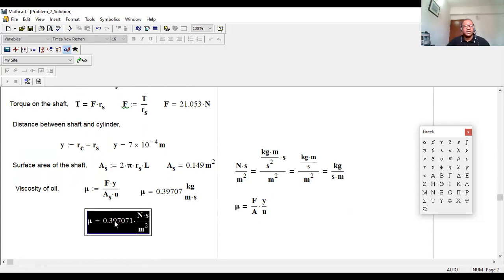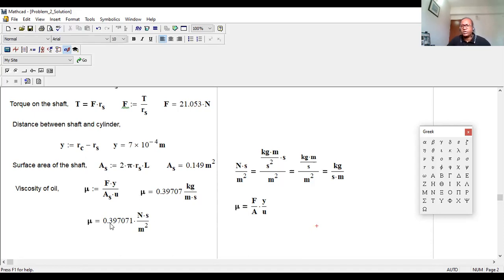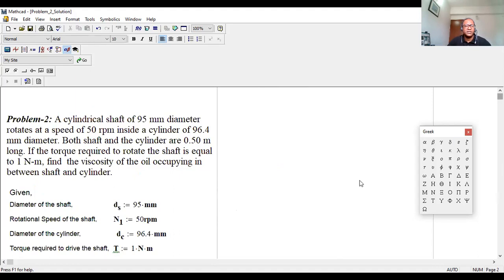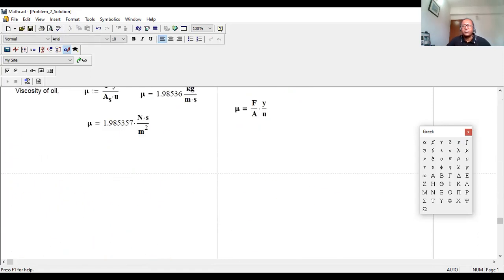Okay, and the program I use is called MathCAD. It is very easy to solve and gives the result automatically. For example, you see right over here, the result is about 0.439, right? If I change the value of torque, instead of 1, I put 5 kilonewton, then you will see the result is automatically updated. Instead of 0.4 it is coming to about 2.